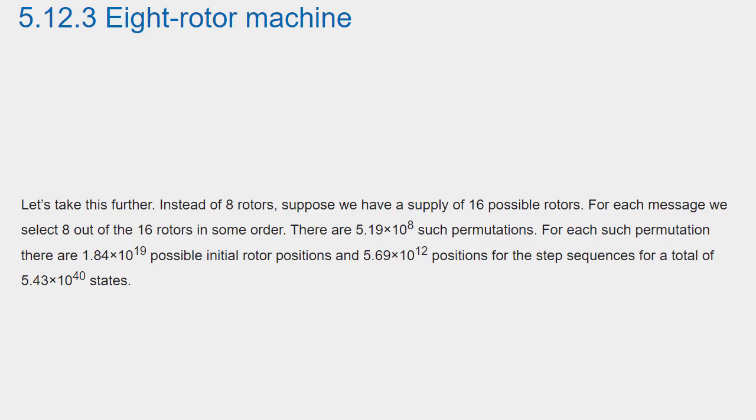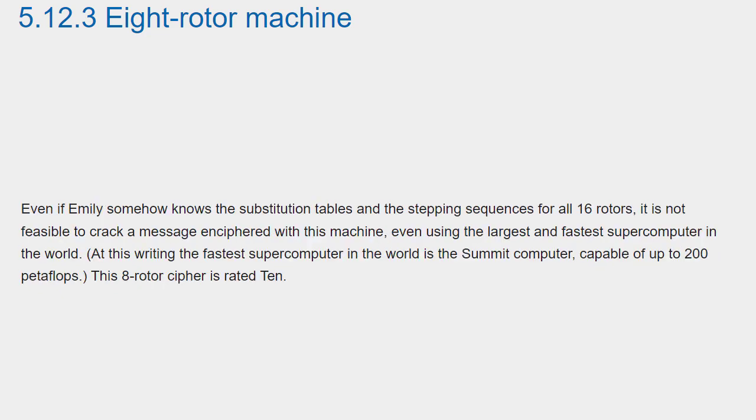Let's take this further. Instead of 8 rotors, suppose we have a supply of 16 possible rotors. For each message, we select 8 out of the 16 rotors in some order. There are 5.19 times 10 to the power 8 such permutations. For each such permutation, there are 1.84 times 10 to the 19 possible initial rotor positions, and 5.69 times 10 to the 12 positions for the step sequences, for a total of 5.43 times 10 to the 40 states.